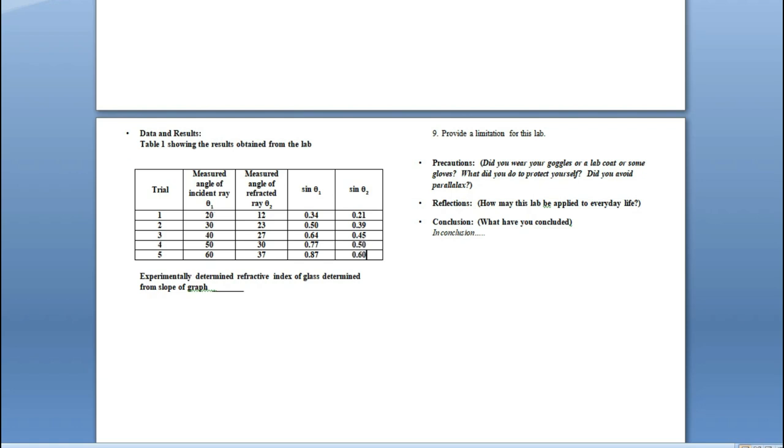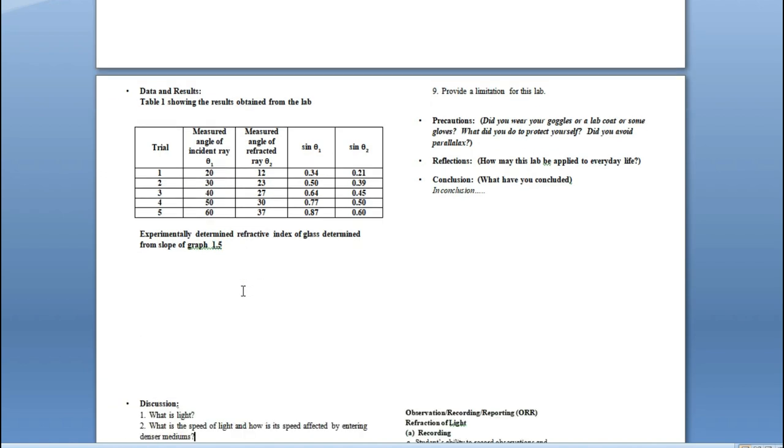See, wasn't that easy? You see, your lab is almost finished. The only thing that took long was actually doing the lab. The refractive index of glass determined from the slope of the graph was 1.5. And if you want to underline it, highlight, Control U, underline.